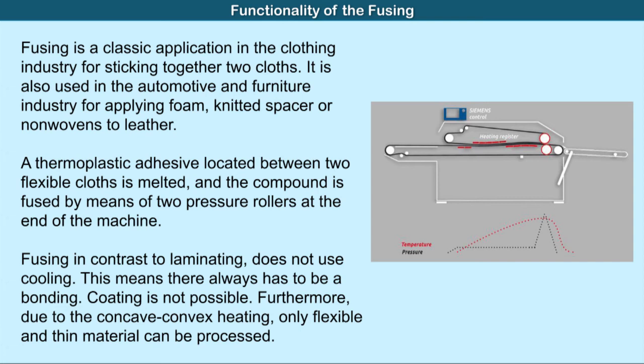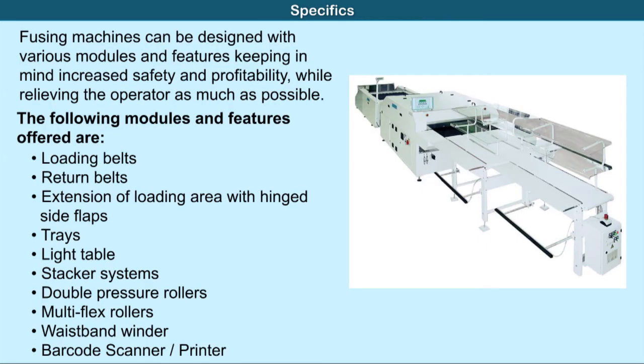Fusing, in contrast to laminating, does not use cooling. This means there always has to be a bonding. Coating is not possible. Furthermore, due to concave-convex heating, only fusible and thin material can be processed. Specifics: a fusing machine can be designed with various modules and features, keeping in mind increased safety and profitability while relieving the operator as much as possible.